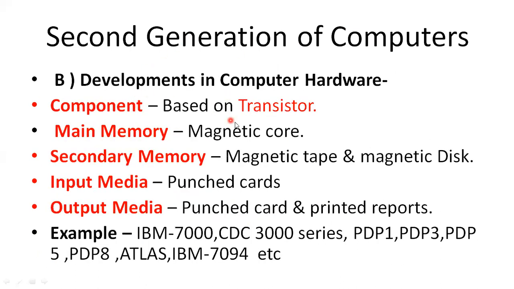Here, in development, what are the components you are using? The transistor is the main component of the second generation of computer. The main memory is magnetic core, and secondary memory is magnetic tape and magnetic disk. The input media is punched card, the same as the first generation of computer. Similarly, here also the input media is punched card. Output media: punched cards as well as the printer report. These are some of the examples for the second generation of computer: IBM 7000, CDC 3000 series, like that. You have different examples.